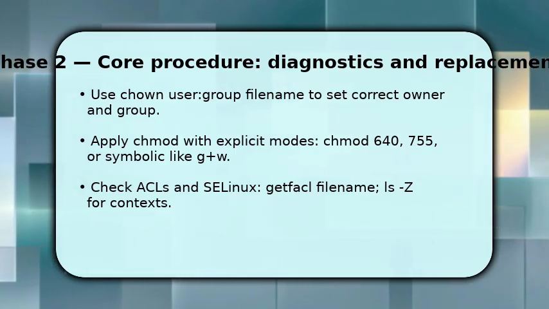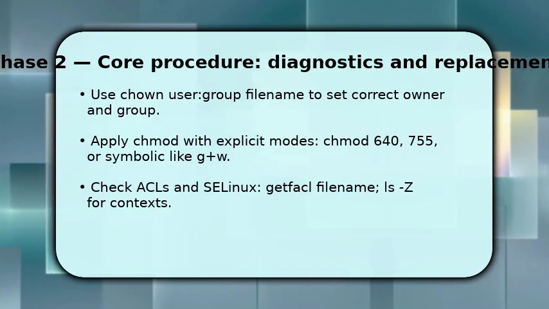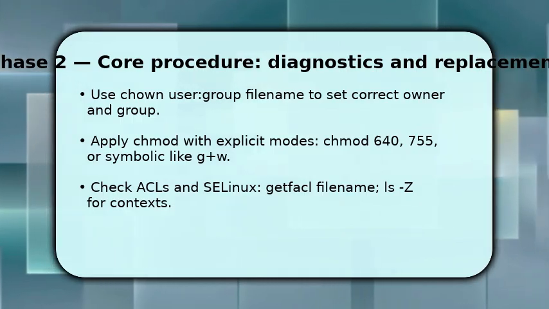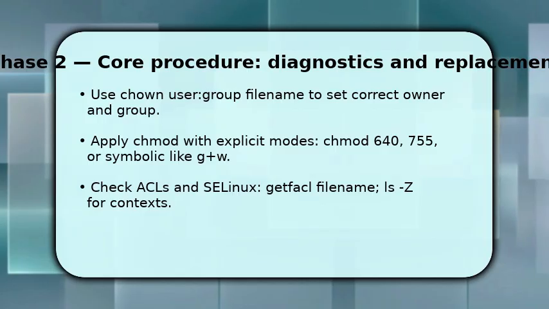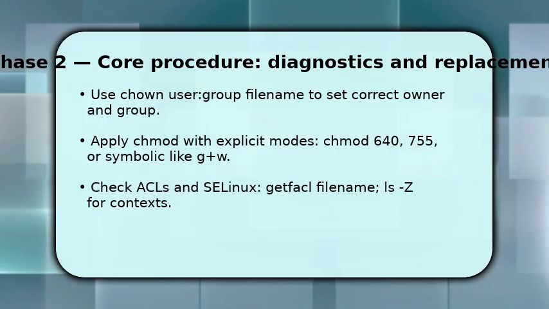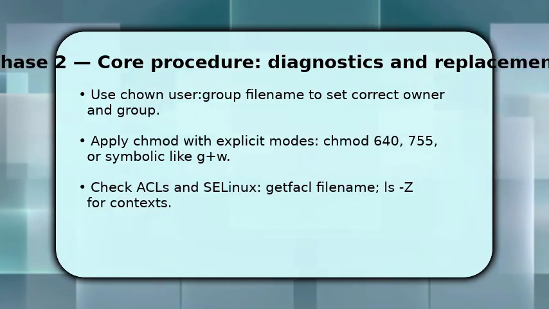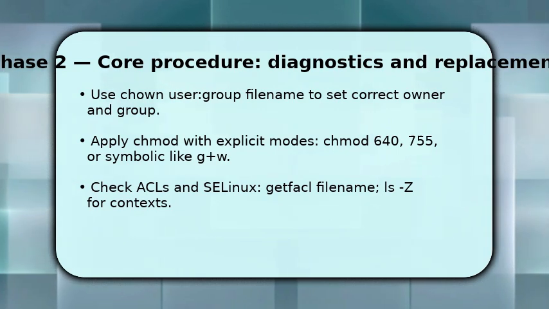Once done, inspect extended controls. Run getfacl to see ACL entries and ls -Z to check SELinux context. Adjust with setfacl or restorecon if ACLs or security context block access.